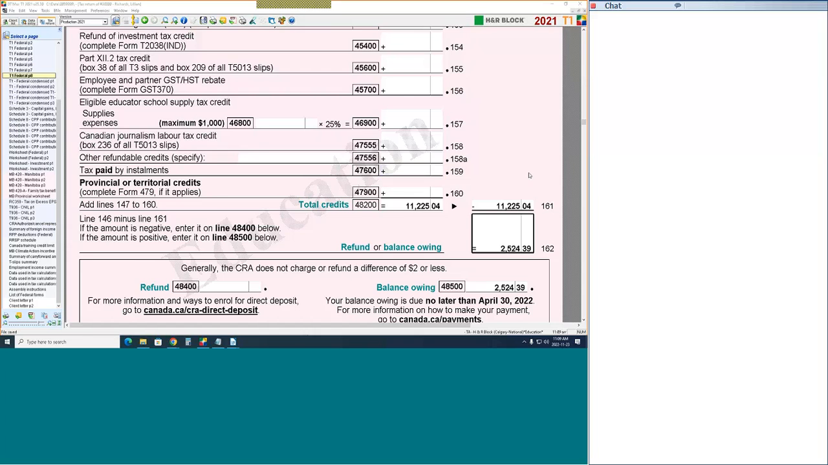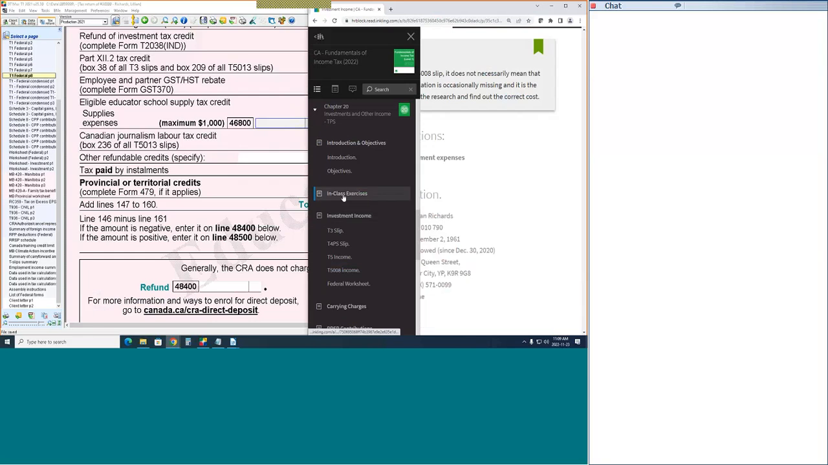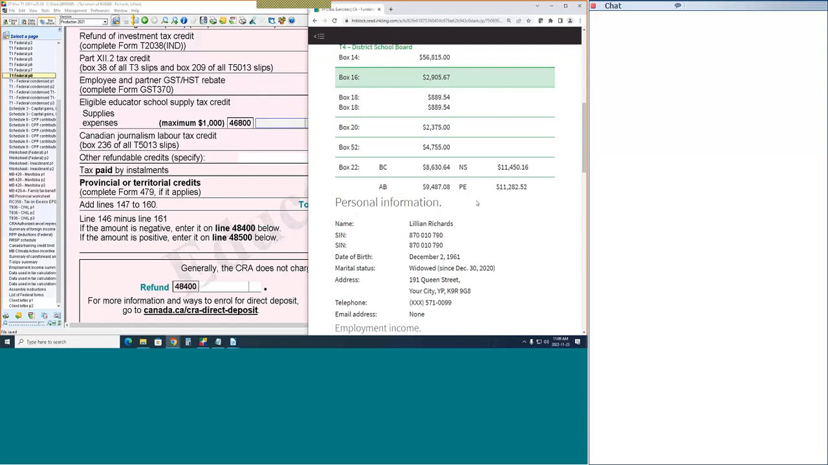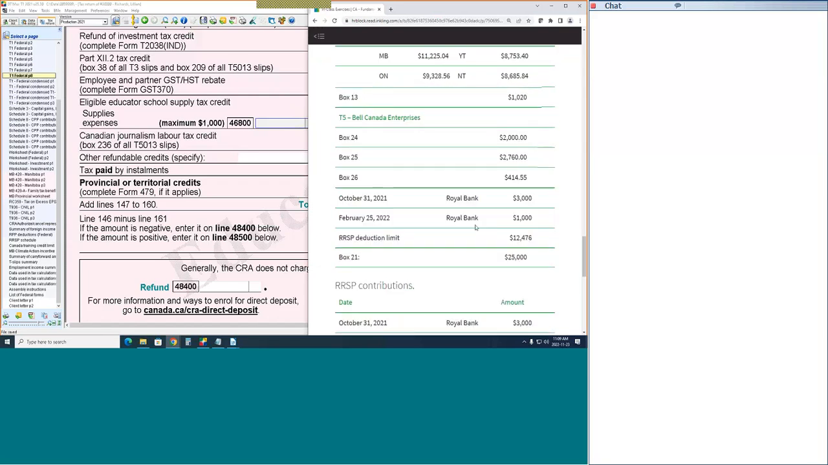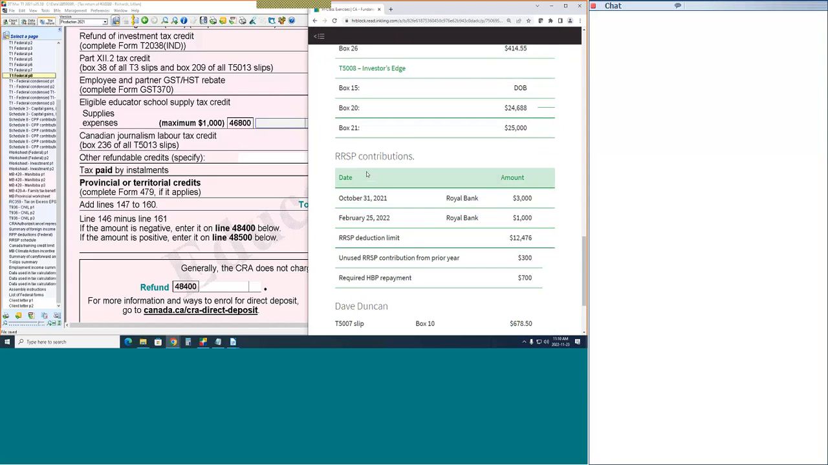So this is going to be not quite so difficult. I'm going to see what I have in my textbook here. Going back now to my in-class exercise to find out whether or not we gave you this information. I have my notes. Yes, we did. So what we have here for RSPs is some contributions that she made, and we know her RSP deduction limit. And we're going to have some additional information.